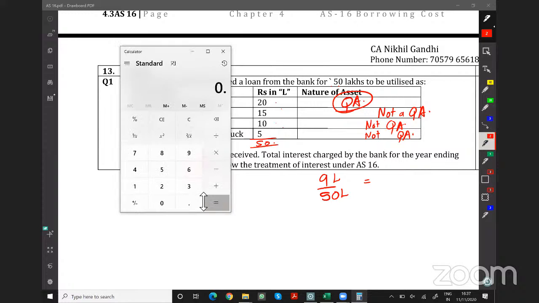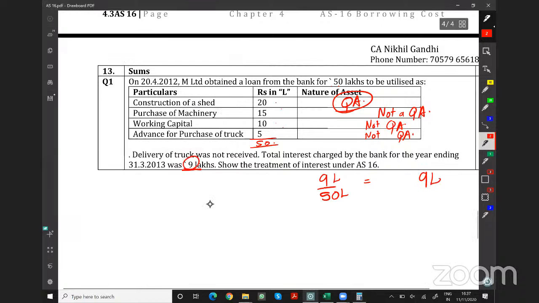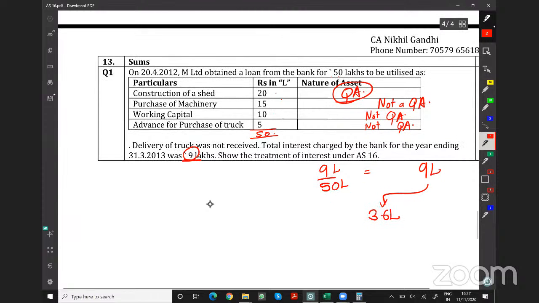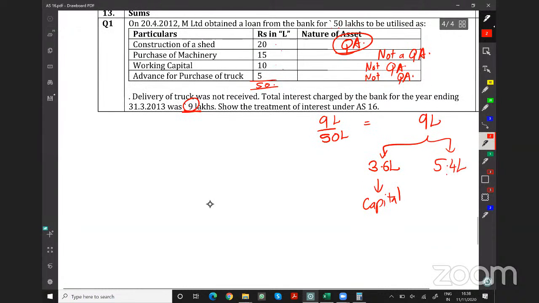So the cost incurred on construction of shed is 20 lakhs. So 20 lakhs into 18% will be 3.6 lakhs. So we can say that out of 9 lakhs, 3.6 lakhs, which is relating to qualifying assets, should be capitalized. And the remaining amount, which is 5.4 lakhs, should be debited to profit and loss account because it is not relating to any qualifying asset.